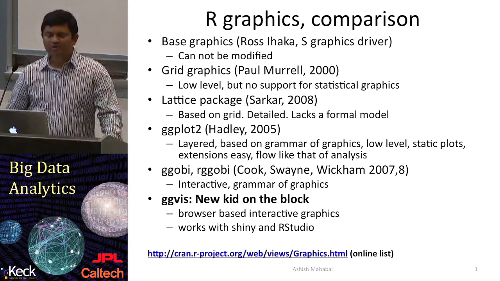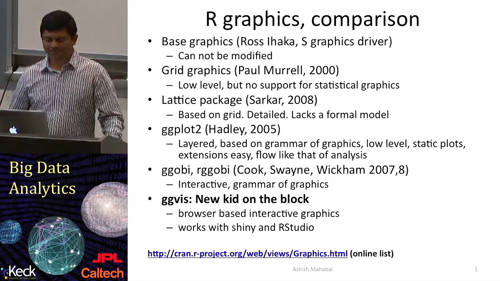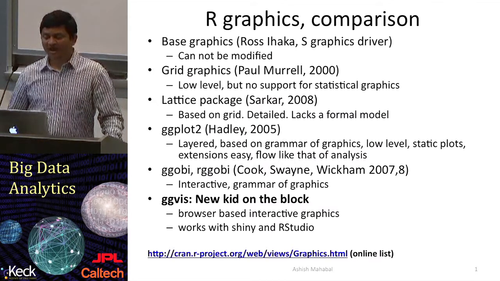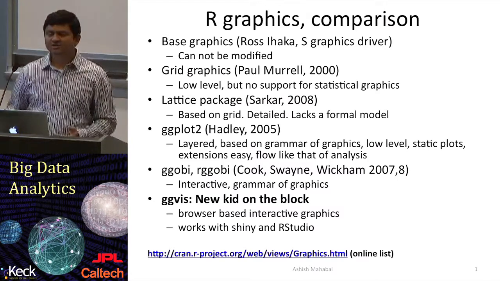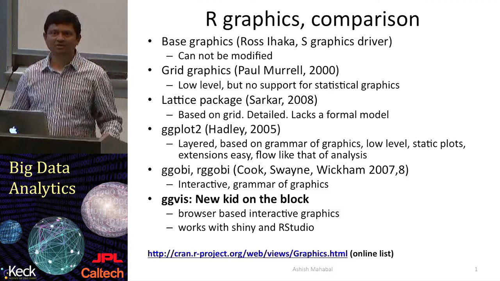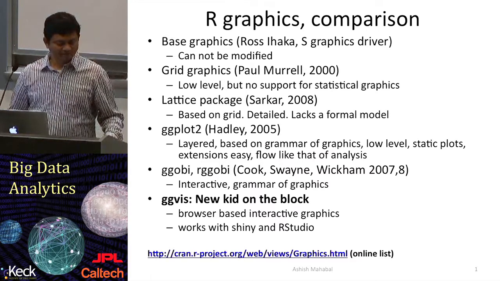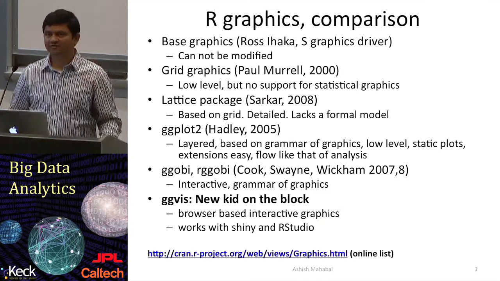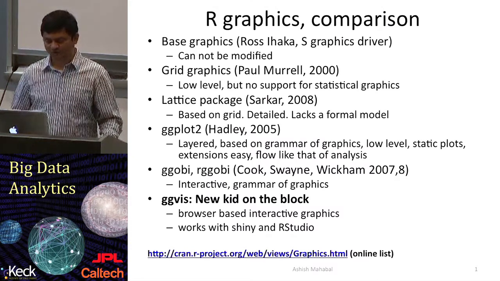After that, in about 2000, grid graphics came into the picture. These are low-level, but they do not support statistical plotting. And that is sort of against the R principle, because R is mostly about statistical methodologies, statistical procedures, and if you cannot do a lot of statistical graphics within a plotting package, that's not very useful.